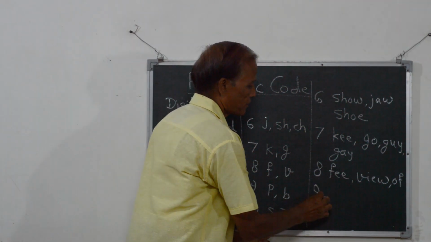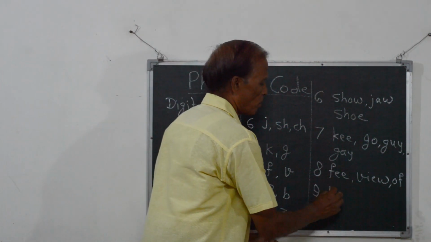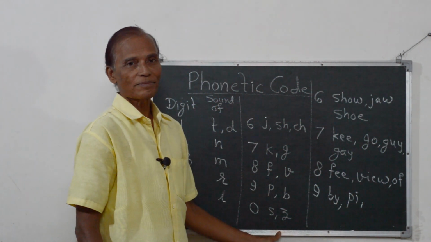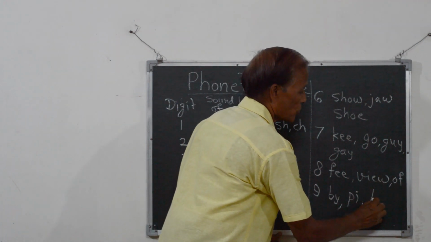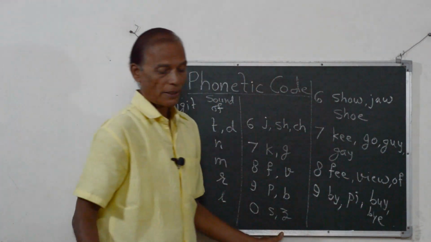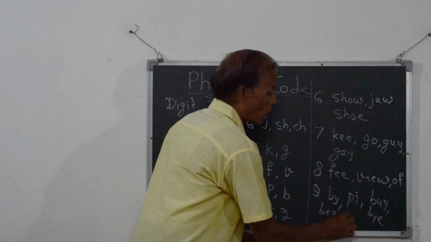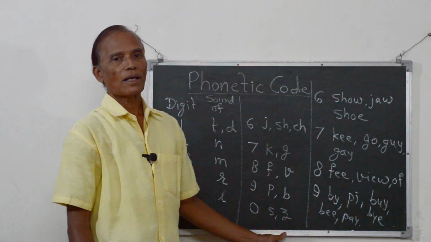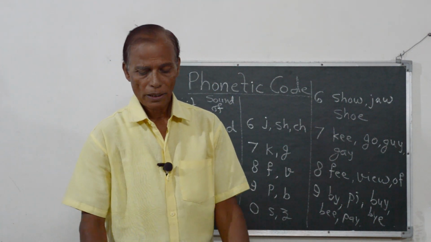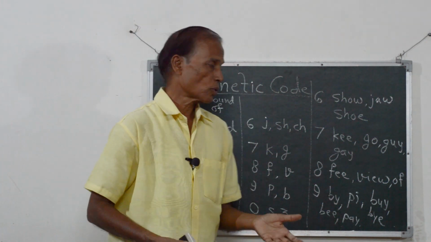Then for 9, we can use P or B. So by, pi, and then again you can use this by also, and so many other things can be used. B or pay. So you see there are many more choices in this code. You can freely convert numbers to text.